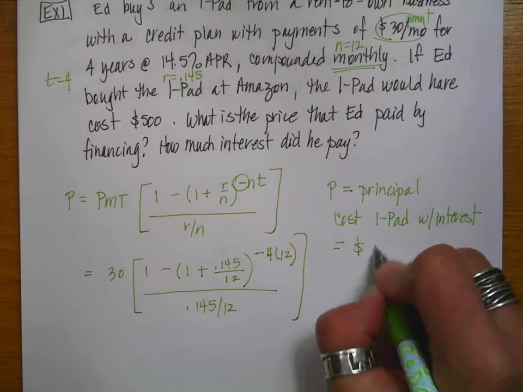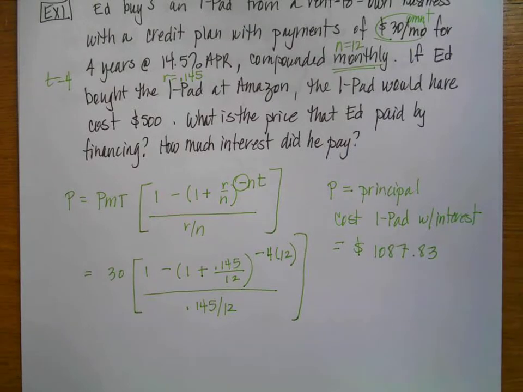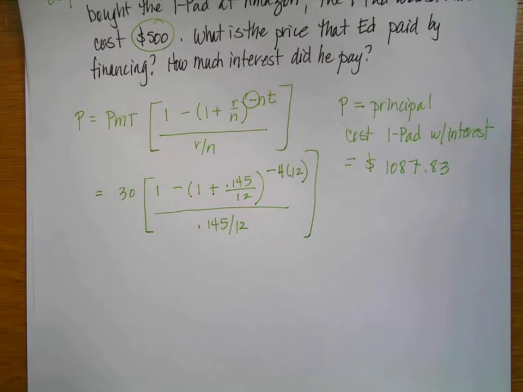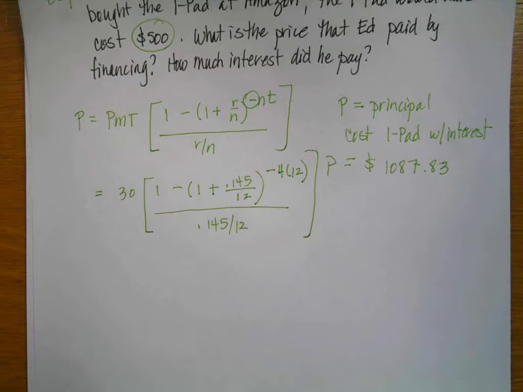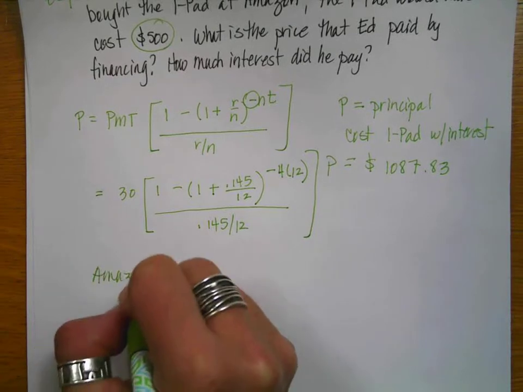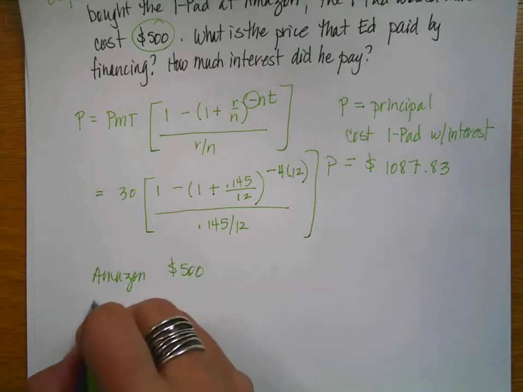Alrighty, and so if you'll remember from our calculator, that's 1087.83. So the iPad, by paying for it over 4 years, cost $1,087. Remember, though, you could have purchased it from Amazon and paid cash up front. So let's figure out how much interest Ed paid by purchasing his iPad from the rent-to-own business. So Amazon was going to charge $500, okay?